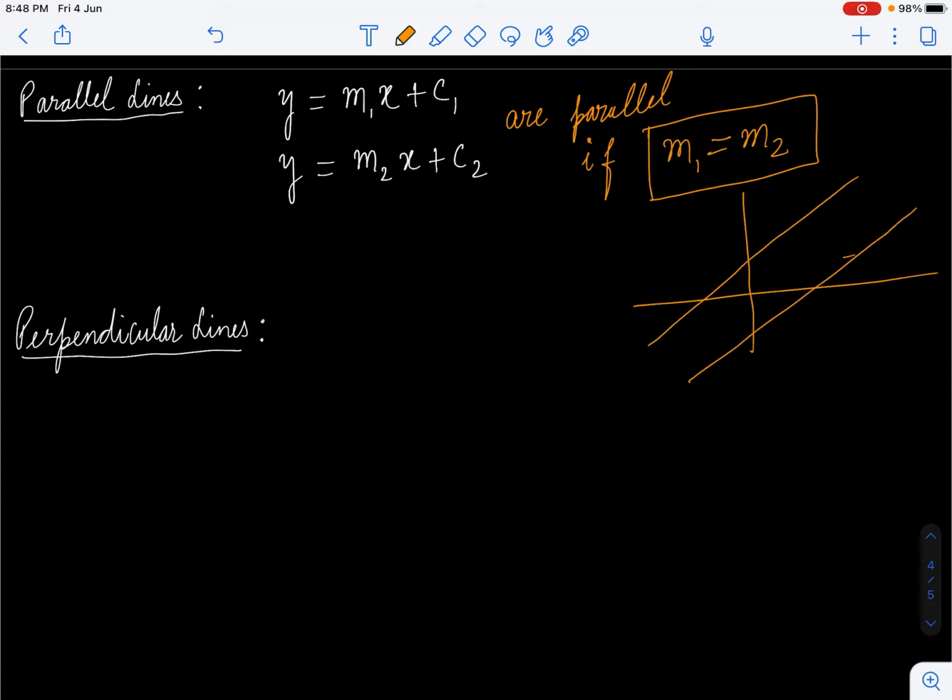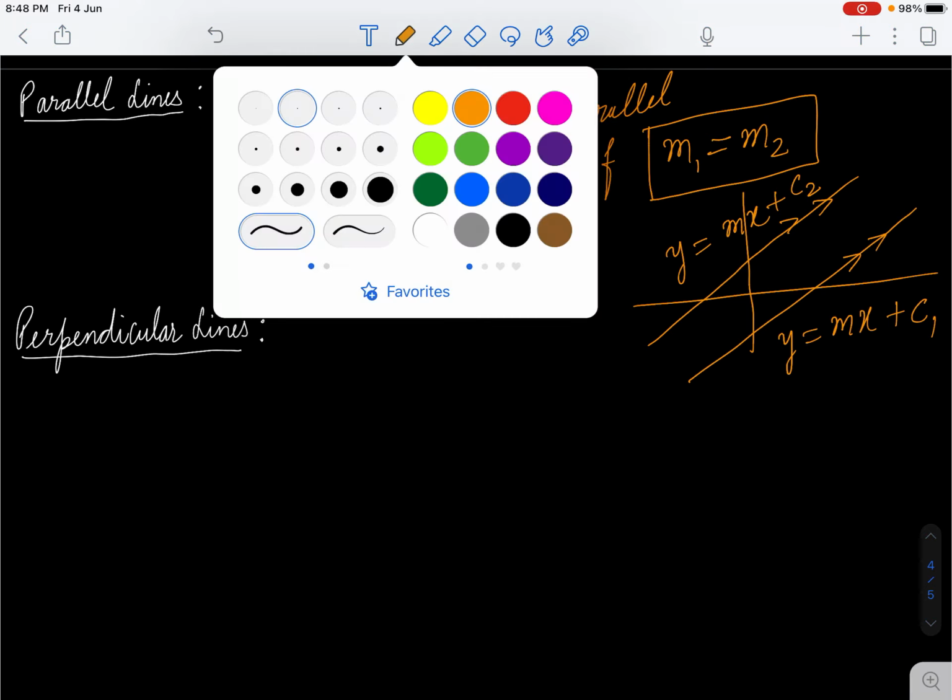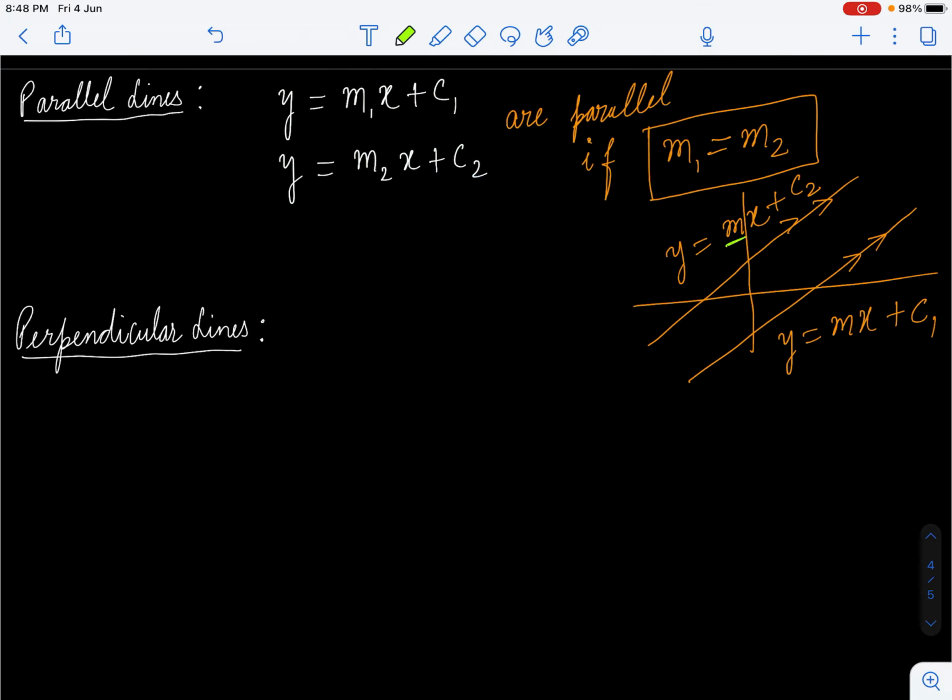Like this, if these two lines are given as parallel, then their gradients must be the same. So basically one line will be y equals mx plus c1 and the other line will be y equals mx plus c2. You can see here my gradient will be the same. So that's the condition that you have to remember. If two lines are parallel, then their gradients are the same.